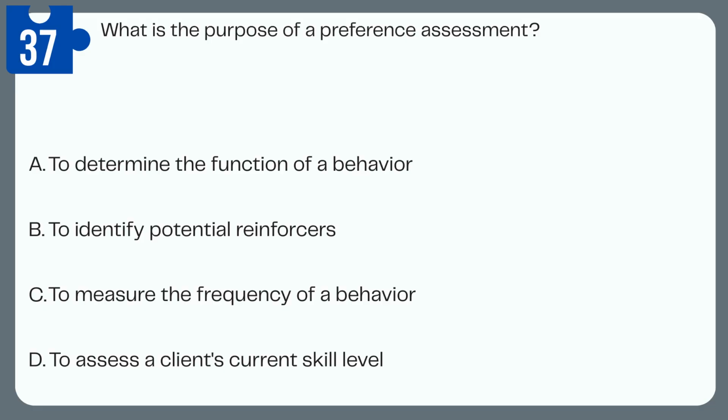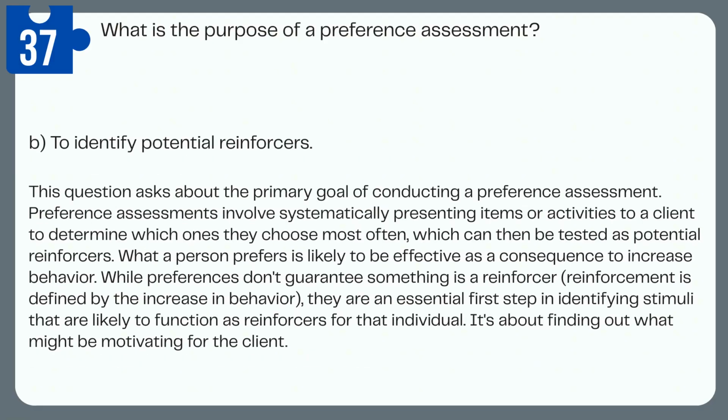Question 37. What is the purpose of a preference assessment? A. To determine the function of a behavior. B. To identify potential reinforcers. C. To measure the frequency of a behavior. D. To assess a client's current skill level. Answer. B. To identify potential reinforcers.